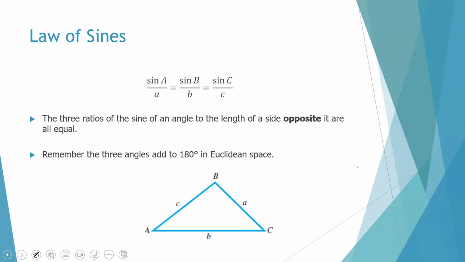All 3 ratios of the sine of an angle to the length of the opposite side are equal. So in Euclidean space, remember that the 3 angles in a triangle must add up to 180 degrees. And again, that is true in Euclidean space, and it's not true elsewhere. In fact, it's only true on the board you write on and the papers you draw on. But actually, when you work in the regular world, that is never the case.